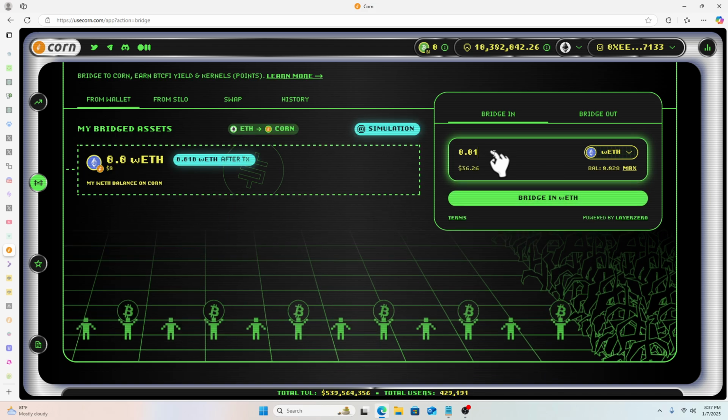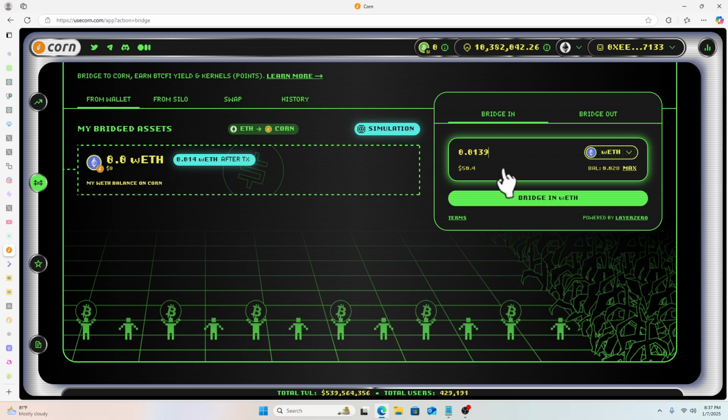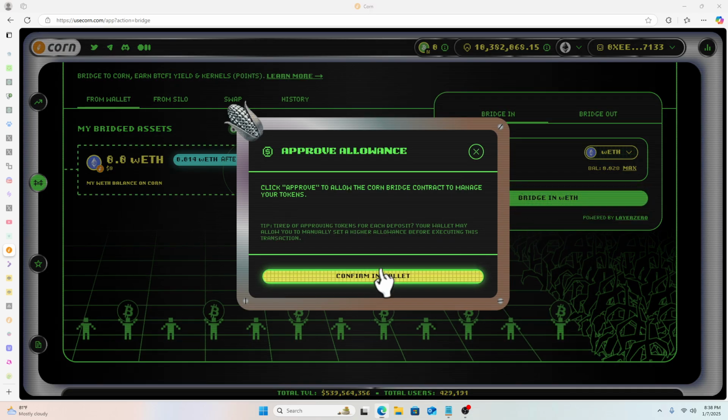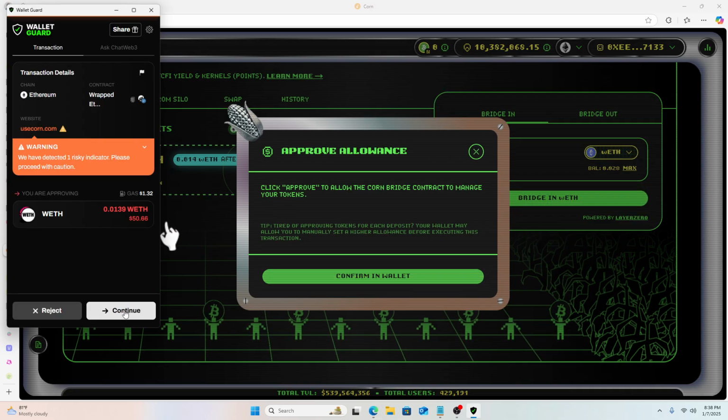Okay, so I'm going to be bridging this. I looked for another bridge to simplify this such that it doesn't cost much, but I could not find. Even if you went to Stargate directly, you wouldn't find the Corn chain. So this is the only bridge you can use. So if I click bridge, basically what we'll be doing is bridging over to the Corn chain.